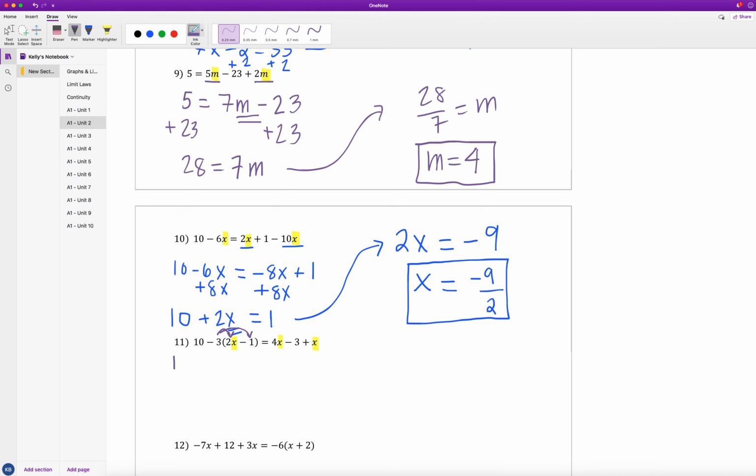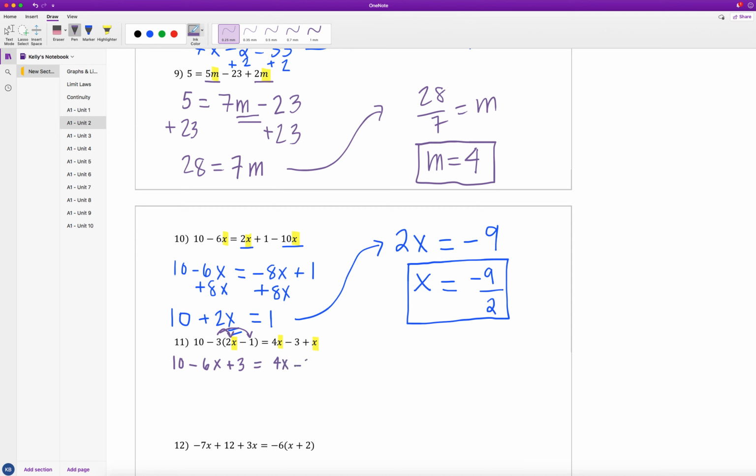So on the left-hand side, we'll get 10 minus 6x, since negative 3 times 2x will give me negative 6x, and then plus 3, because I have that negative times the negative, so make sure you're distributing the negative sign with it. So I end up with plus 3 equals, on the right-hand side, I'm just going to leave it unchanged for now.